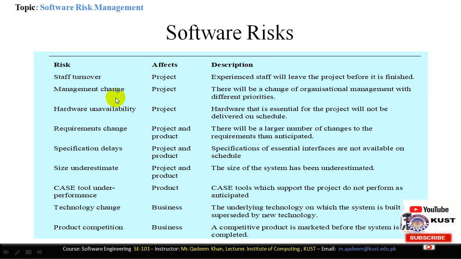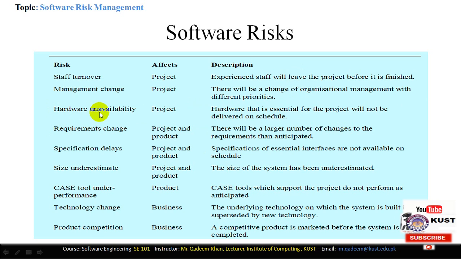Next one is the management change risk. Management change means that suddenly a new management comes with different priorities. So that is a project risk also. So there will be a change of organization management with different priorities. So suddenly, if the organization change occurs, then this is the management change problem, and it will delay the project as well, because new management has different priorities, different tasks, responsibilities, and different sorts of expertise. So that's why they can delay the project.